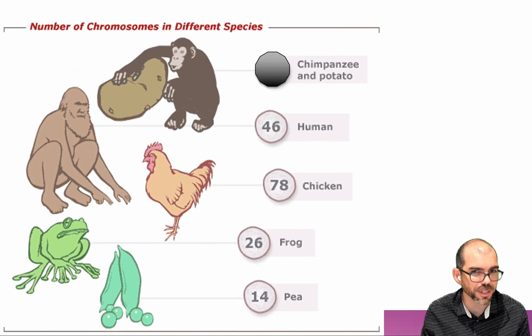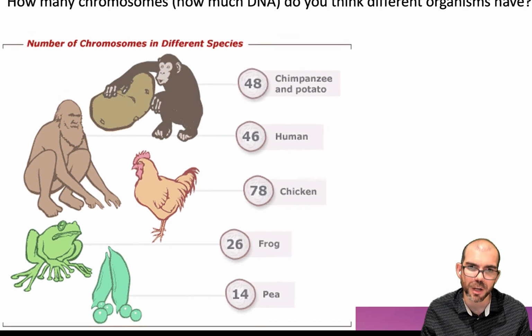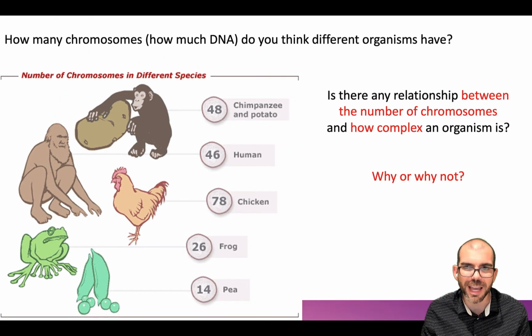Humans only have 46. That's less than a chicken, but more than a frog. Interesting. What about a chimpanzee and a potato? They both have 48. So reflecting on this, is there any relationship between the number of chromosomes and how complex an organism is? Why or why not?